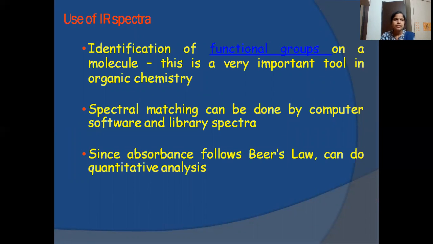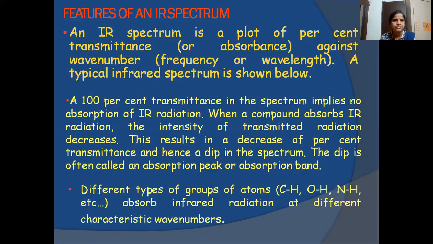So first, the use of IR is, as I said, the identification of functional groups of the molecule. And we can also use it for quantitative analysis, according to Beer's law, that we'll see later. So that is how it is also used for quantitative analysis of a sample. Then the features of the IR spectrum.